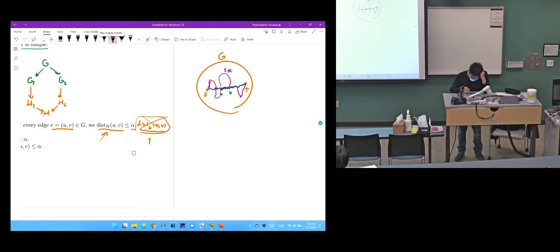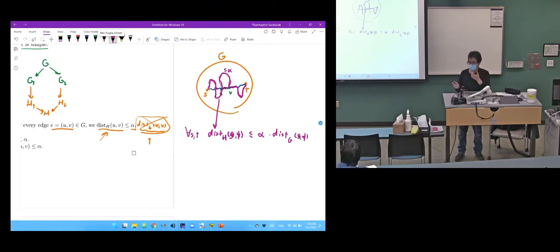So the purple path here in H, this distance in H is going to be at most alpha times the distance in G, actually ST, for all ST. So it's enough to just prove this for every edge. Okay.